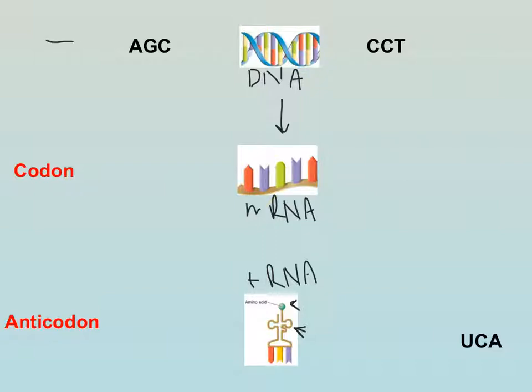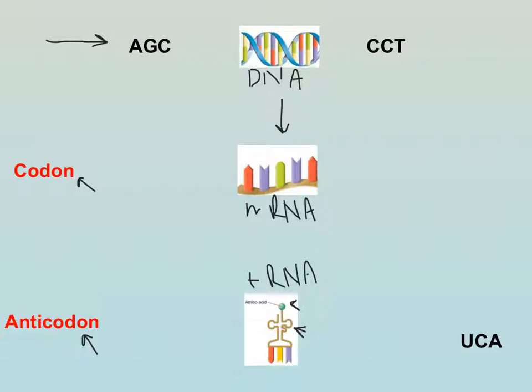Now it's time for a magic trick. I'm going to convert this what's called a triplet code. So the 3 letters in DNA, the 3 bases, that's called a triplet code. Remember, the 3 letters or 3 bases in mRNA are called codons, and the 3 letters or 3 bases on a tRNA, they're called anticodons. So here we go. Here comes my magic trick.